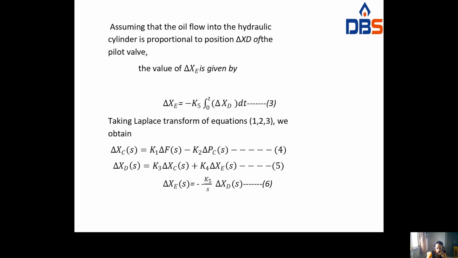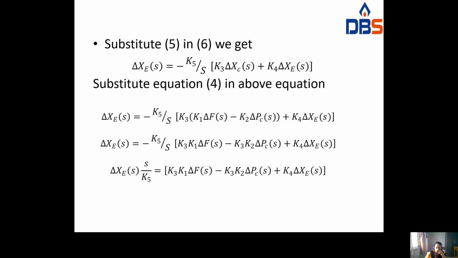And delta XD equal to K3 into delta XC of S plus K4 into delta XC of S. That is equation number 5. Then delta XC of S equal to minus K5 by S delta XD of S. That is equation number 6. So substitute 5 in 6. We get delta XC of S equal to minus K5 by S, K3 into delta XC of S plus K4 into delta XC of S.